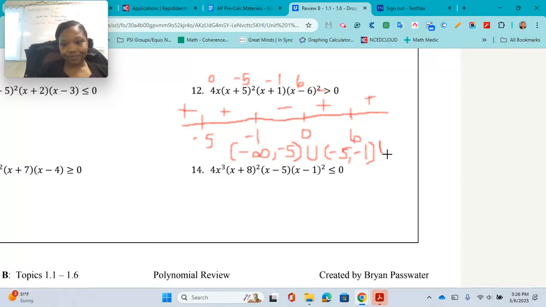And this is pretty long. 0 to 6. And 6 to infinity. We have to include it all, because we cannot include the zeros. Any questions?